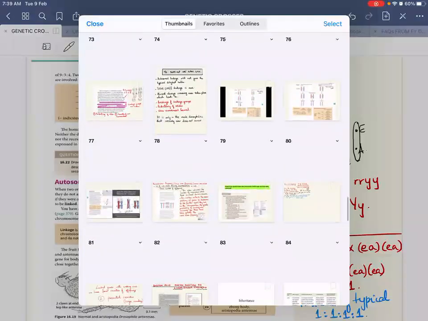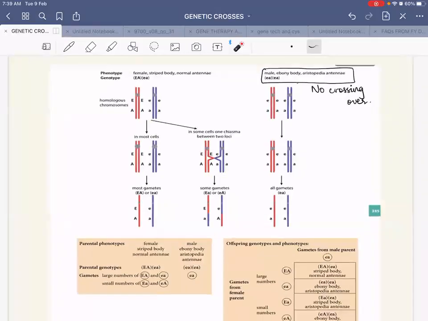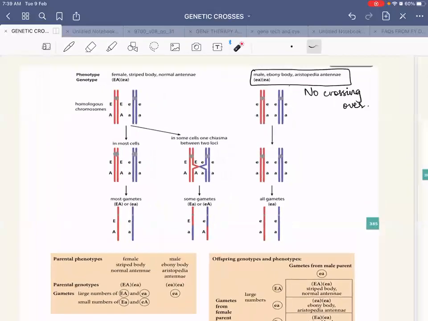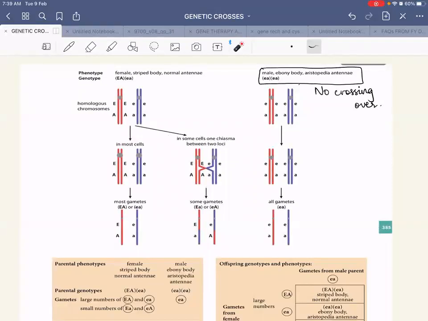Yes, the same example of the Drosophila fly and the same characteristics. Now you have to look at this cross very carefully. On the right hand side over here, you see a male ebony body Aristopedia antony Drosophila. And on the left hand side, you see a female striped body normal antony. Right? Now what happens over here is, and this is the heterozygous, okay?